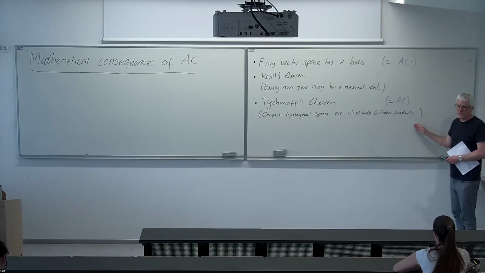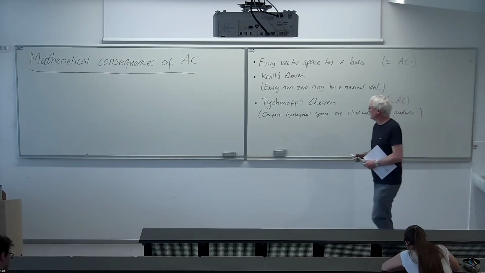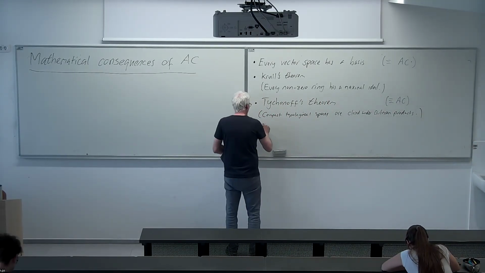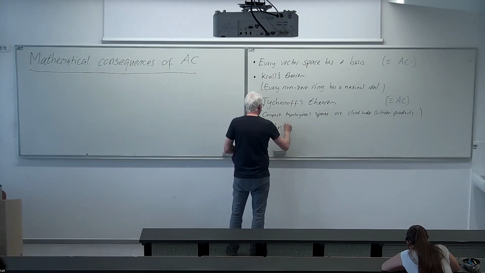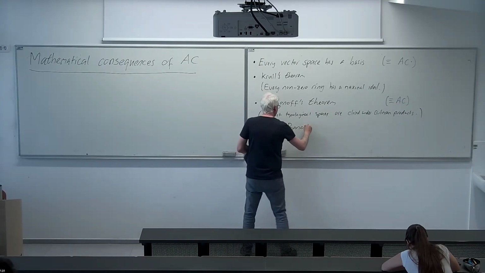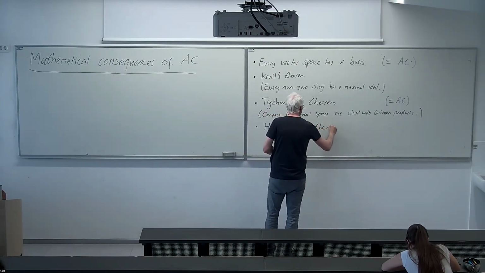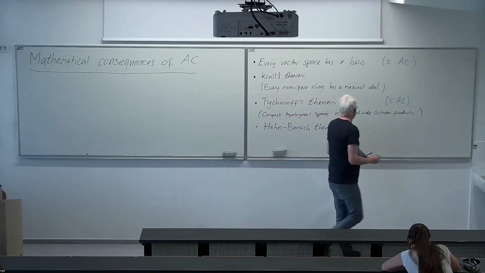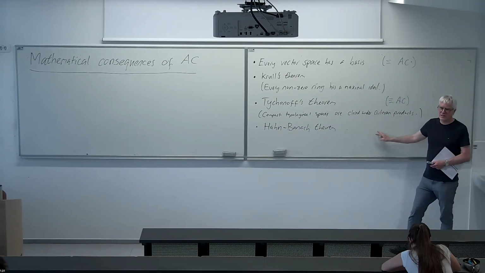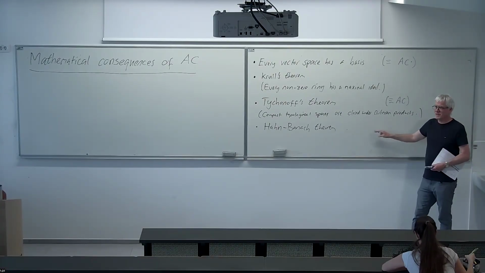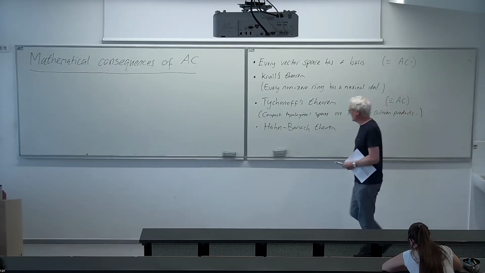There are also some very famous theorems in functional analysis. Do any of you do functional analysis? Okay, so one really important one is the Hahn-Banach theorem. Again, this is not equivalent to the axiom of choice. There's another related result that's also important in functional analysis called the Banach-Tarski theorem. It also requires the axiom of choice, and that theorem is equivalent to the axiom of choice.